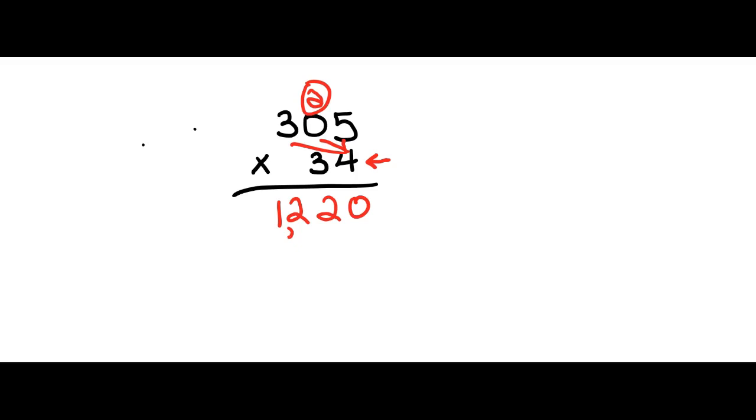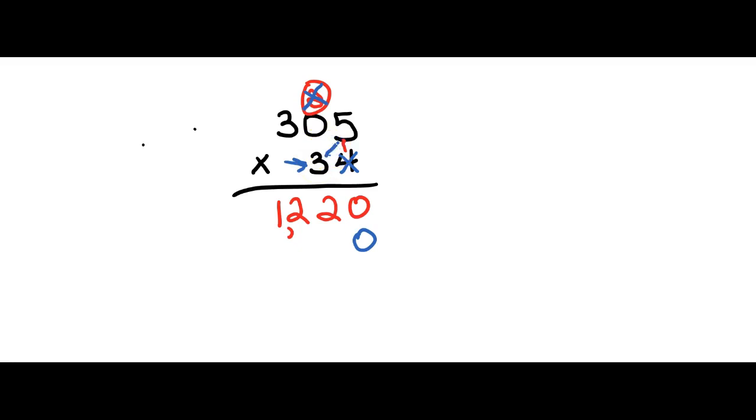I'm done with the 4, so now what I'm going to do is cross it off. And I'm going to go ahead and cross off my 2 because I used it already up here. That was when I was working with the 4. Now I'm going to work with the 3. I have to start by putting my placeholder down here because that 3 really equals 30.